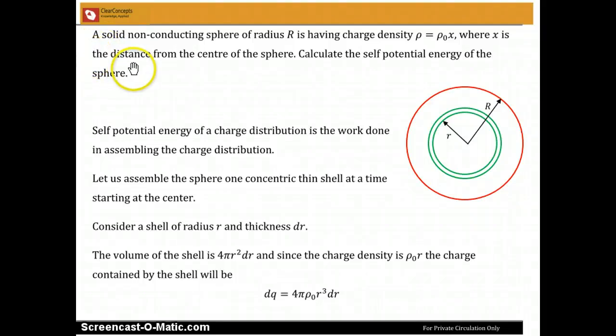A solid non-conducting sphere of radius capital R has a charge density rho equals rho naught x, where x is the distance from the center of the sphere. And we have to calculate the self-potential energy of the sphere.